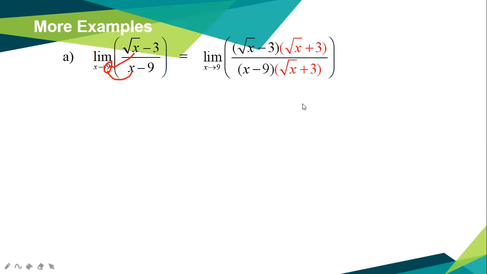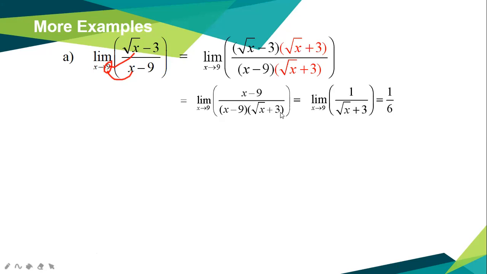So we are going to rationalize that one: multiply square root of x plus 3 to the numerator and denominator, then cancel out x minus 9 over x minus 9, square root of x plus 3. So we have the limit of the quantity 1 over square root of x plus 3 as x approaches 9. The square root of 9 is 3, so 3 plus 3 is 6. So we have 1 over 6.